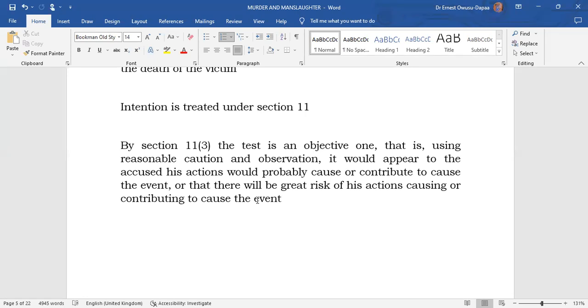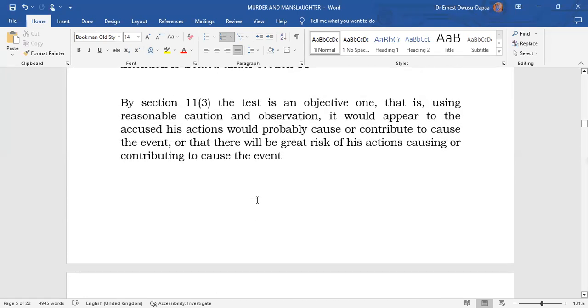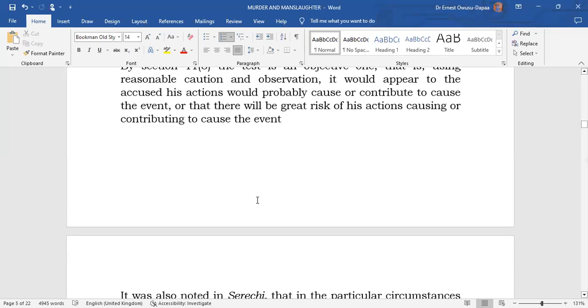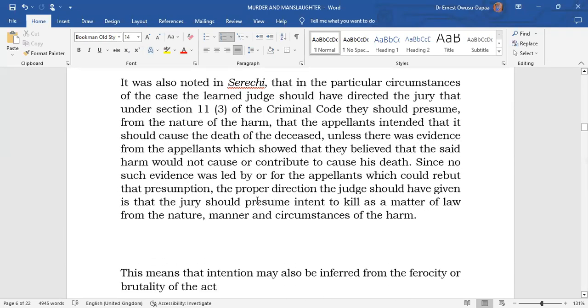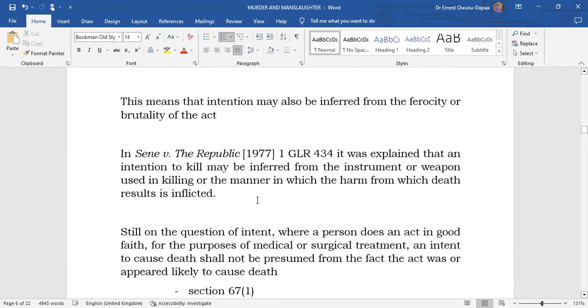Objectively, we will say that you want the person to die, because if you push a human being forcibly to the ground, certainly the person will die, as it were. So the intention is actually determined, as I said, objectively. So using reasonable caution on observation, it will appear to the accused his action will probably cause or contribute to the event, or there will be great risk of his actions causing or contributing to the cause of event. As I have cited the case of the Sirachi.